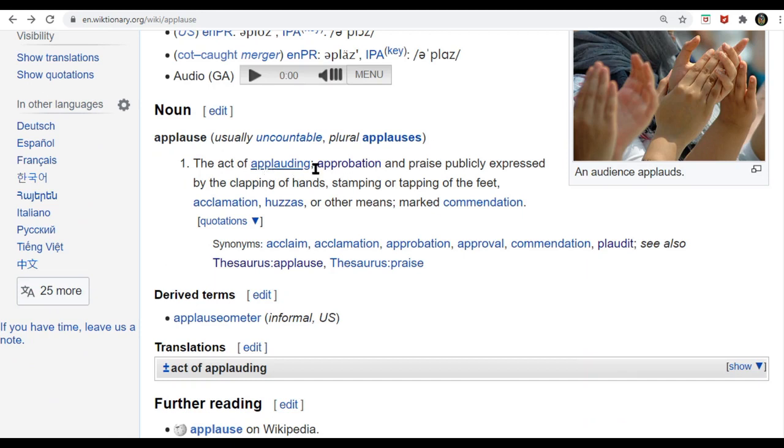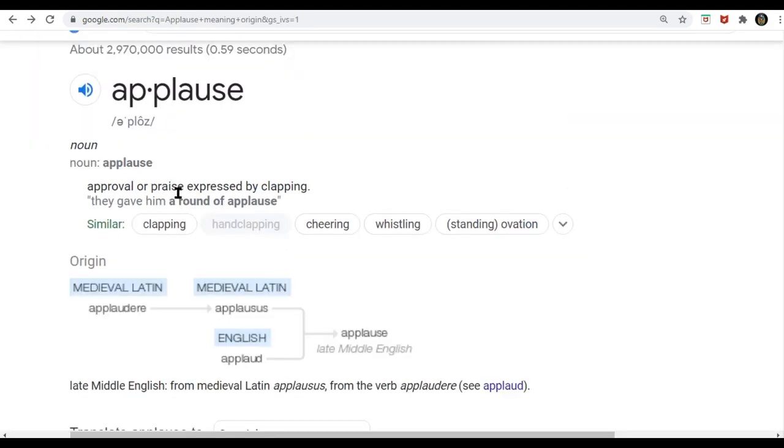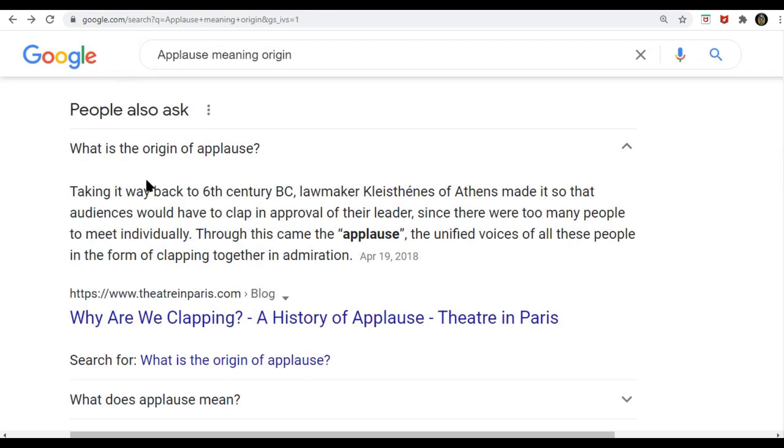The act of applauding, approbation, of praise, publicly expressed by clapping the hands, stamping or tapping of the feet. You better get busy. Approval or praise expressed by clapping. And so where this letter meaning definition comes in, they're taking it way back to the 6th century BC. Now, even before that, because when this Bible was written, it was the law.